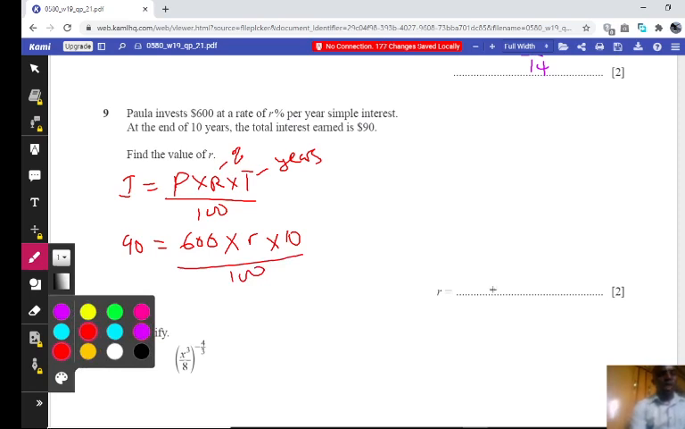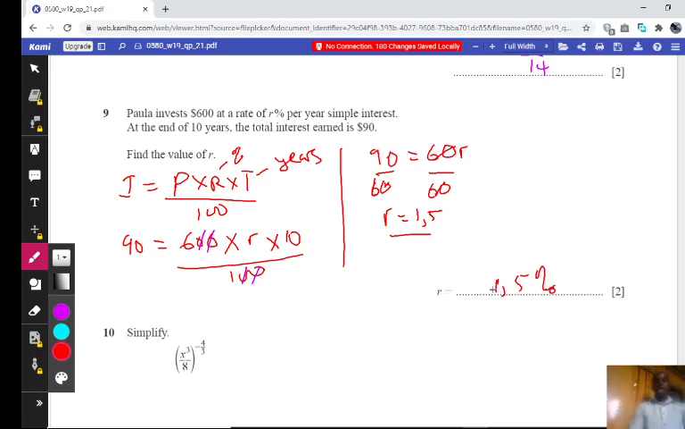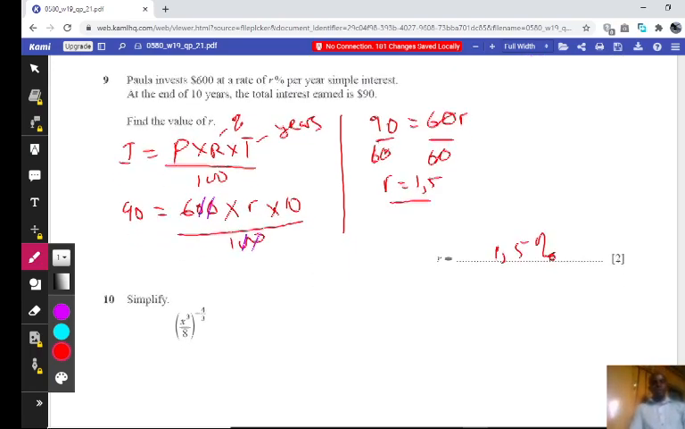Right, then on this one you can cancel out these zeros. So what will be left? It will be 90 is equal to 60R. Then you divide by 60 on both sides. You get your R. R is 3 over 2, which is 1.5. So your rate is 1.5%. That will be your interest rate.